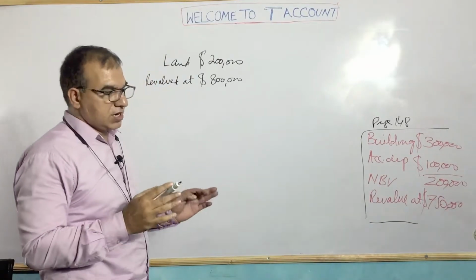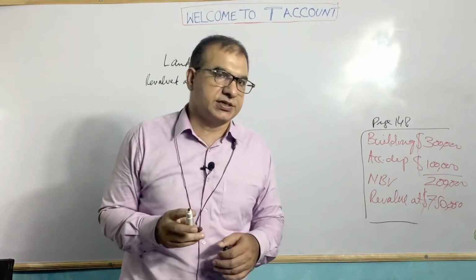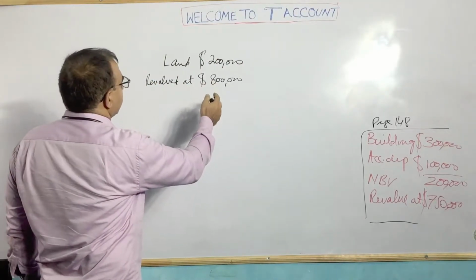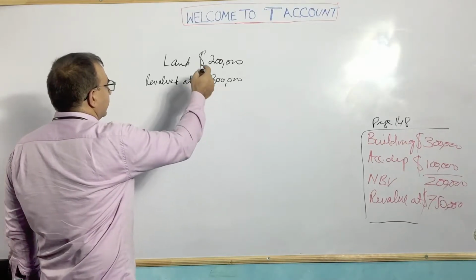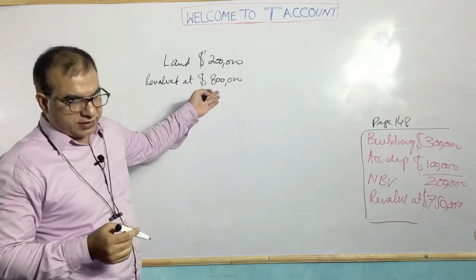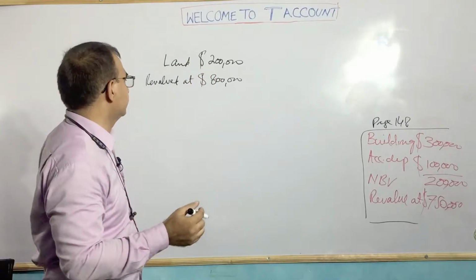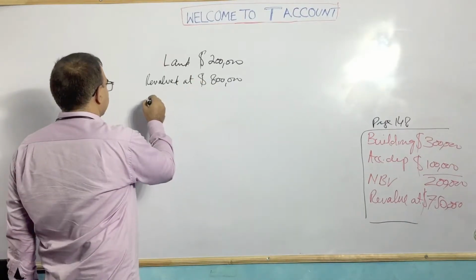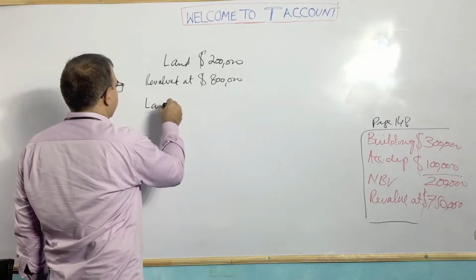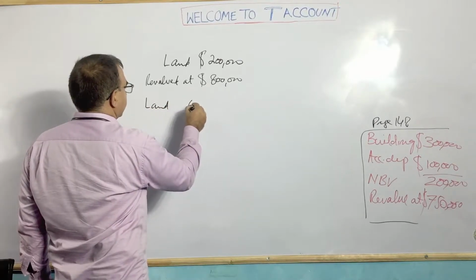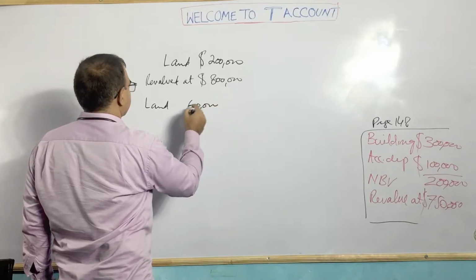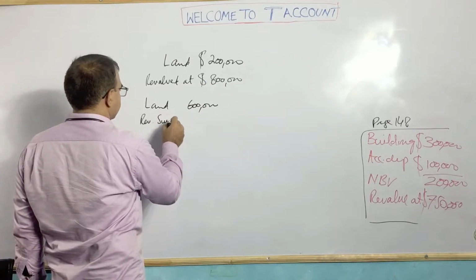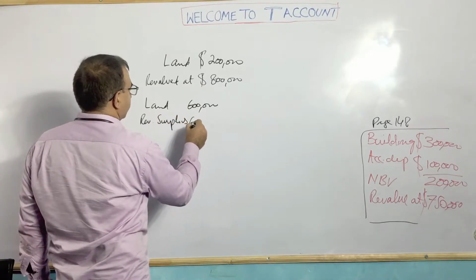Now, what are the accounting entries and how is it presented? For the accounting entries, simple. Land increased by how much? We want to keep it at 800,000 and we already have 200,000. So the revaluation surplus is 600,000. We'll say land debit 600,000 and revaluation surplus credit 600,000.